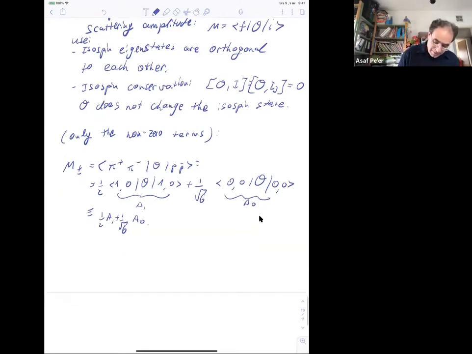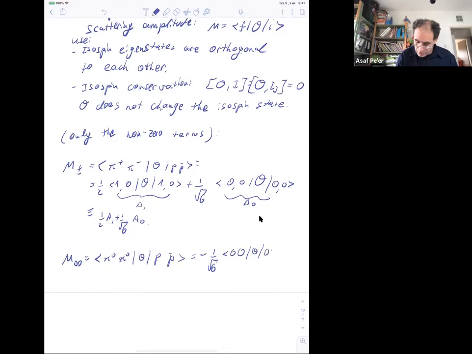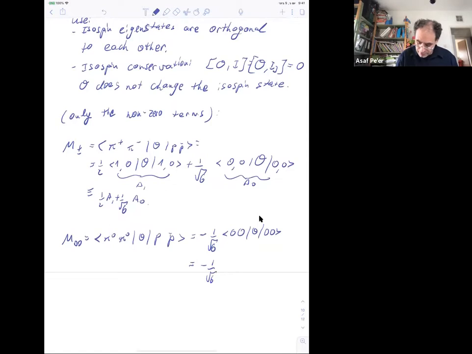And then similarly, M00 is just pi 0, pi 0, O P bar. It's minus 1 over square root of 6, 0, 0, 0, 0, 0. So this is minus 1 over square root of 6, A0. Now it's the same A0, though the 0, 0 represents different particles really, when you think of it here. But they come from the same isospin multiplet, so I can use that.